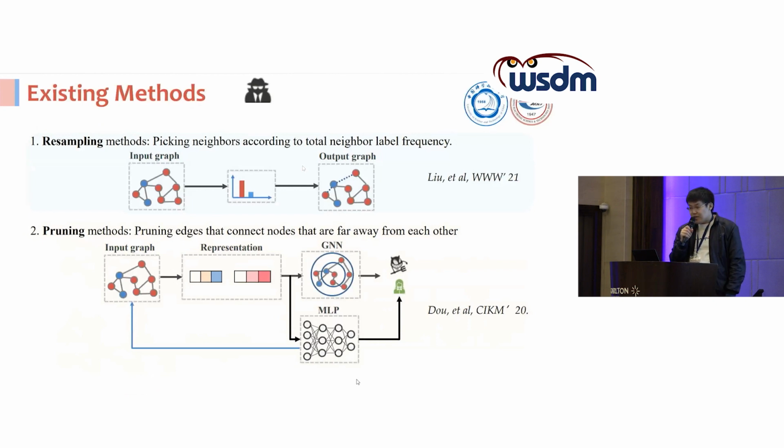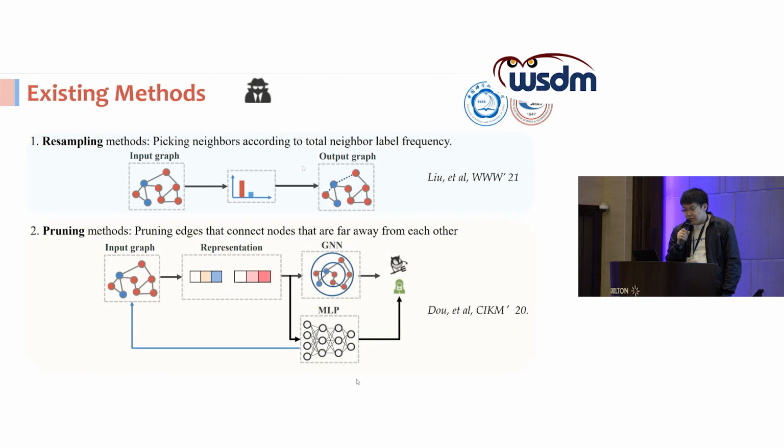The existing methods can be categorized into two branches. The first branch is the resampling method. It picks neighbors according to the total neighbor label frequency. In this way, the center node will have a more balanced neighborhood distribution. And the second one is the pruning method. It prunes edges that connect nodes that are far away from each other.